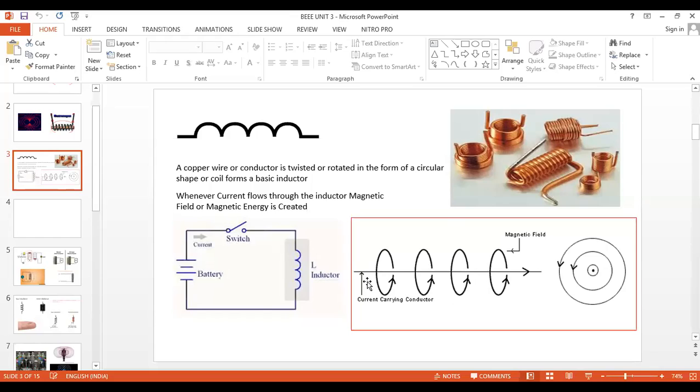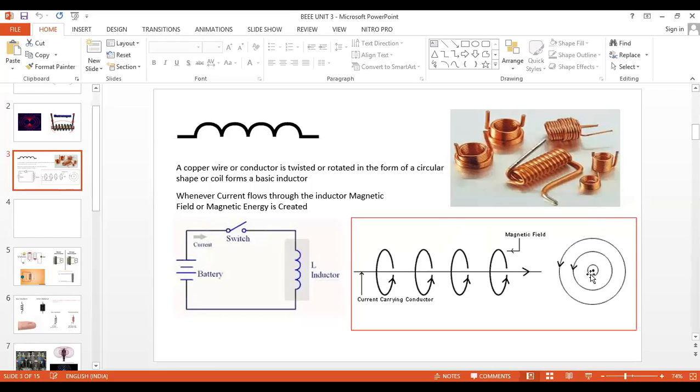Whenever current flows through the conductor, magnetic energy is created. I will show you the proof also, how magnetic energy will be created. So now we are going for the modification. I want to create, yes, these circles are nothing but, we are showing this one.